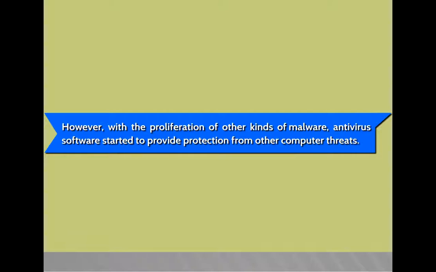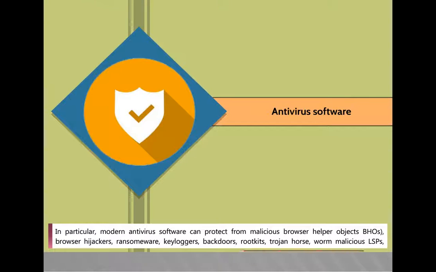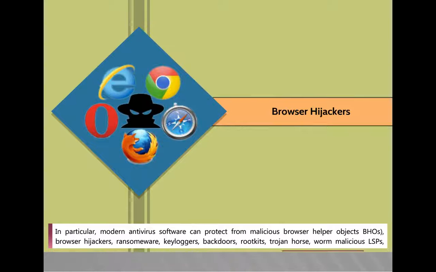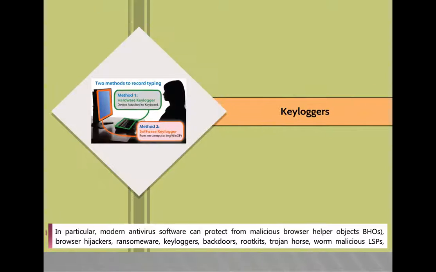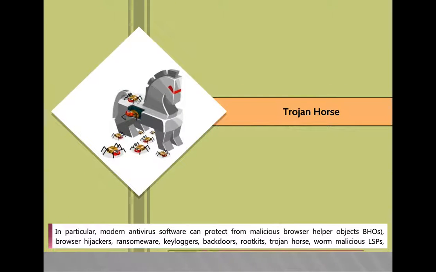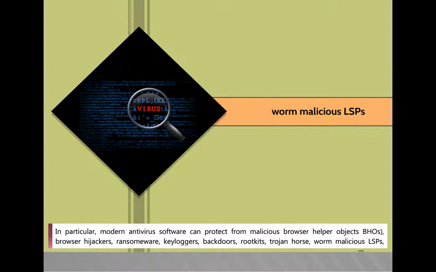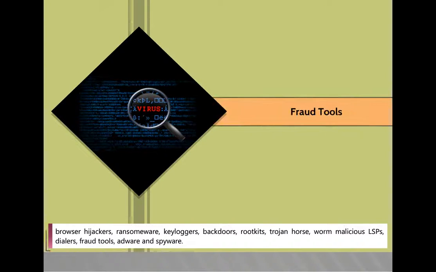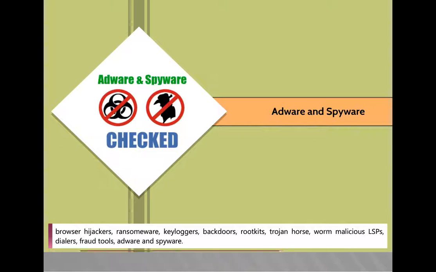However, with the proliferation of other kinds of malware, antivirus software started to provide protection from other computer threats. In particular, modern antivirus software can protect from malicious browser helper objects, BHOs, browser hijackers, ransomware, keyloggers, backdoors, rootkits, Trojan horse, worm malicious LSPs, dialers, fraud tools, adware, and spyware.